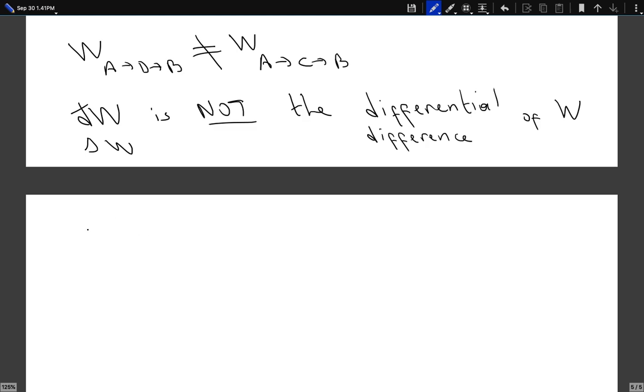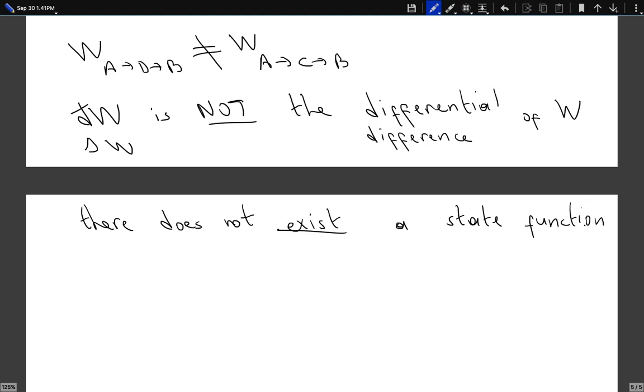Or put it in different words, there doesn't exist a so-called state function W whose difference gives you delta W. Delta W is just not the difference of a function evaluated at two different points, which is in contrast to, for example, the energy.